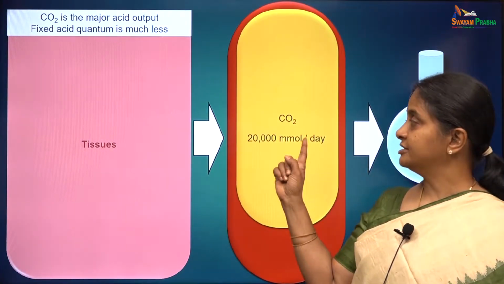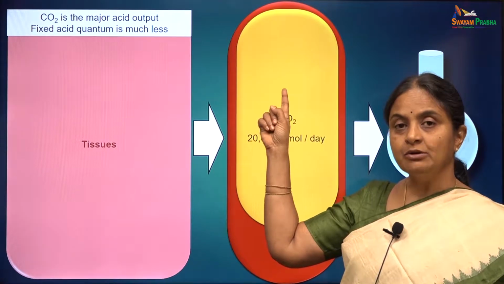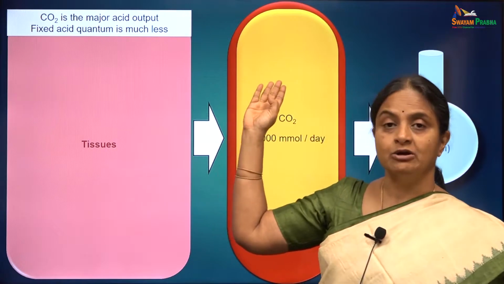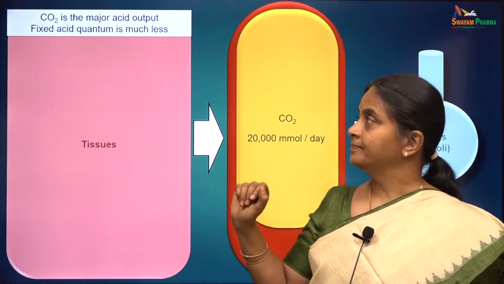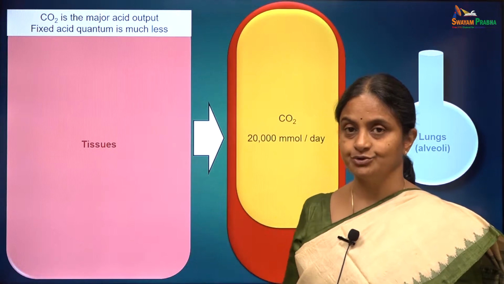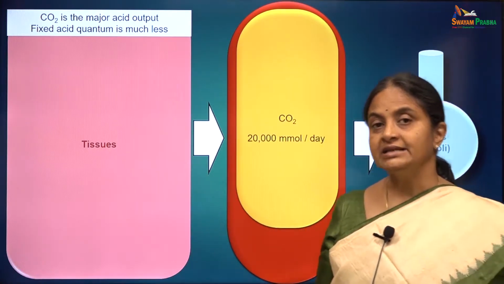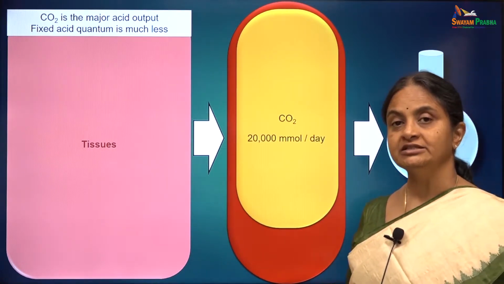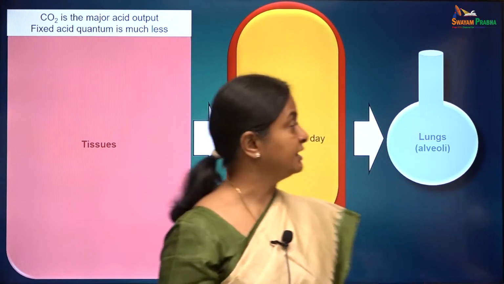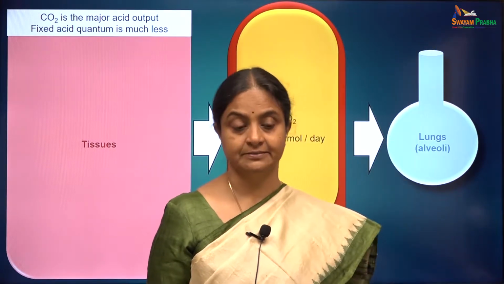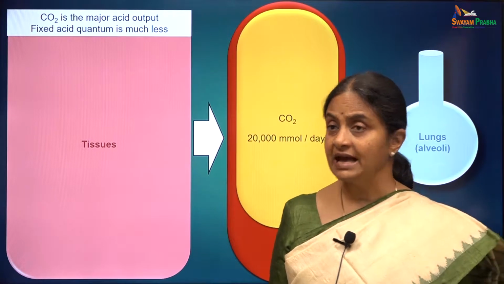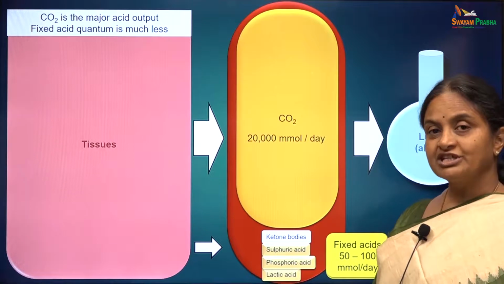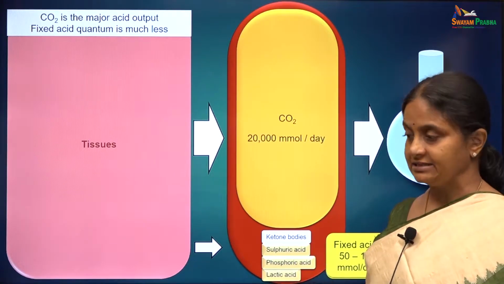Hydrogen ion concentration in plasma remains around 40 nanomoles per liter, even though acids are constantly added to plasma due to metabolic processes in tissues. The major acid output is in the form of carbon dioxide. Carbon dioxide is referred to as the volatile acid because it can be easily eliminated by the lungs. There are some other acids which we refer to as fixed acids, which cannot be eliminated in the lungs.